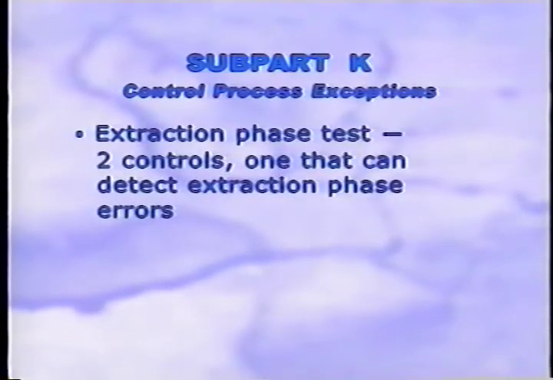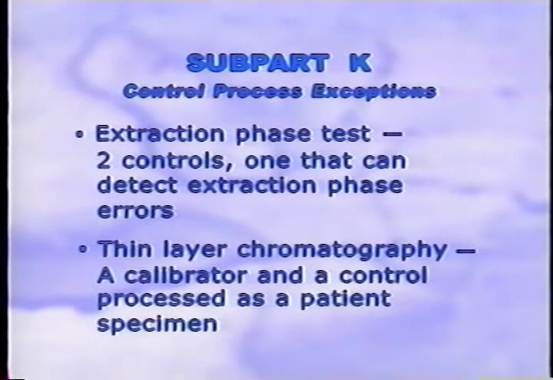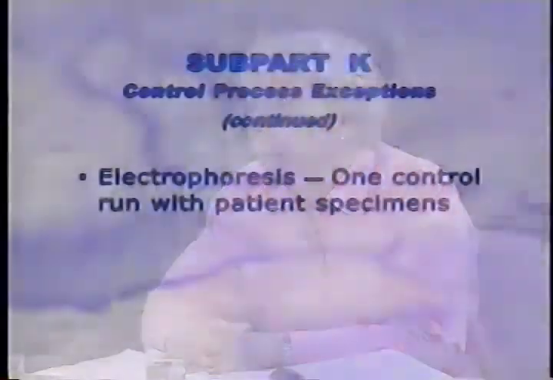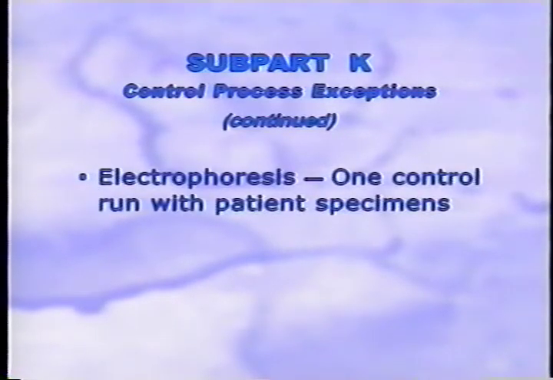First, there are test systems that include one or more extraction phases. The control materials for these systems must include two controls, but one must be capable of detecting errors in the extraction process. Next is TLC, thin layer chromatography. The lab must include a calibrator on each plate or card that contains the substance or drug group it reports by the method. There must also be a control on each plate or card that is processed through each step of testing, just like a patient specimen is, including the extractions. Third is electrophoresis. At least one control material containing the substances being measured and identified must be run at the same time as patient specimens.